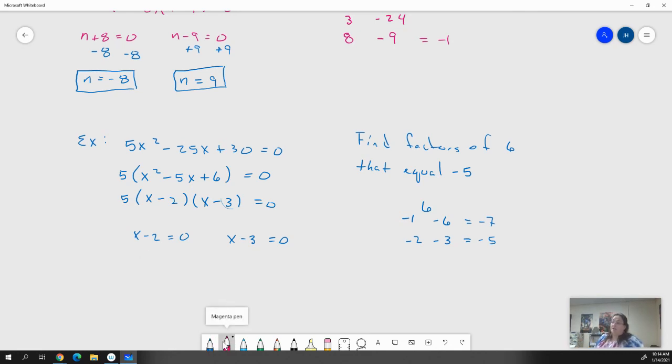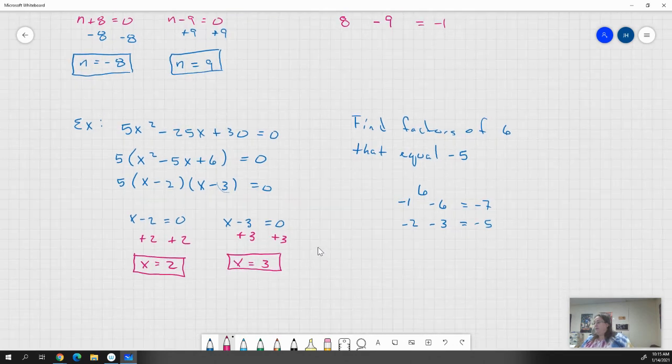We're going to isolate our x. So I'm going to add 2 to both sides. We get x equals 2. And add 3 to both sides. And get x equals 3. These are our 2 solutions. Sometimes you'll only have one solution, but we will get into that with special products, probably in your Edpuzzle for next week.